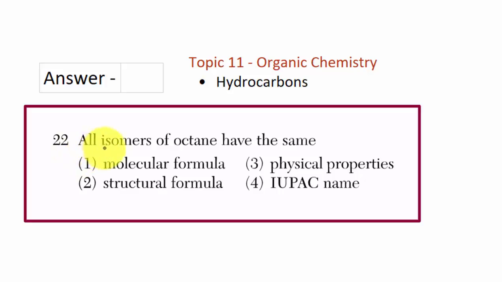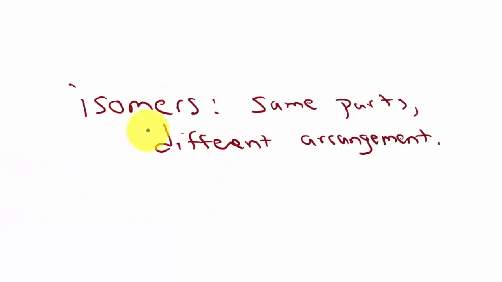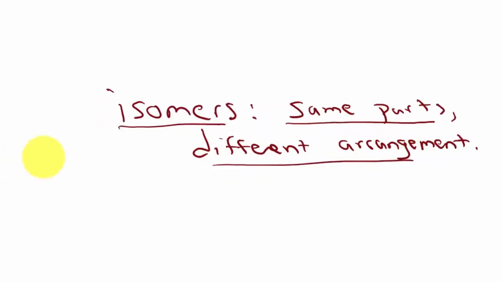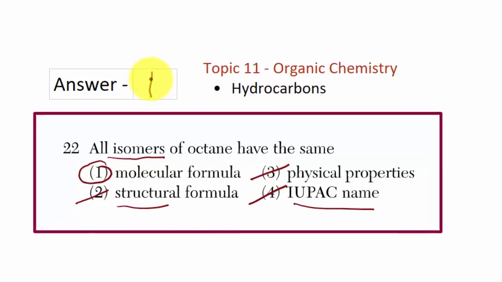Number 22. All isomers of octane have the same what? Well, let's consider what an isomer is first. A good way to remember what an isomer is in organic chemistry is to just remember that if they are isomers, they will be made up of the same parts with a different arrangement. So let's see which one of these conforms to that. All isomers must have the same molecular formula, structural formula, physical properties, or name. Well, it's going to be molecular formula because that's the parts they're made up of. The structure is going to vary because they're put together differently, and because of that they'll have different physical properties, and because we have to be able to tell them apart, they must have a different IUPAC name. So answer number 1 works for question 22.